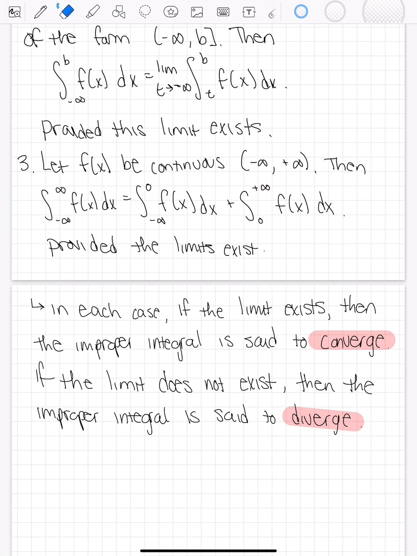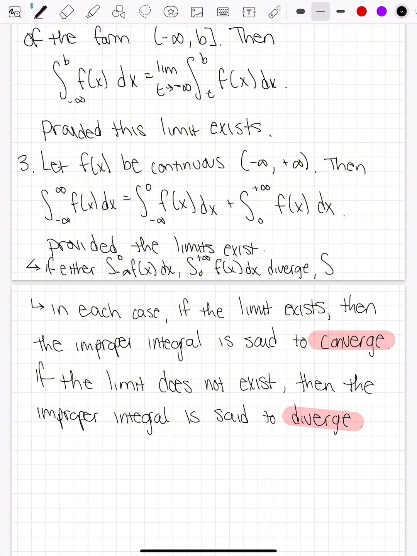So in this last case, if either one of these integrals diverge, then the whole thing diverges. Okay, so let's do a couple examples.